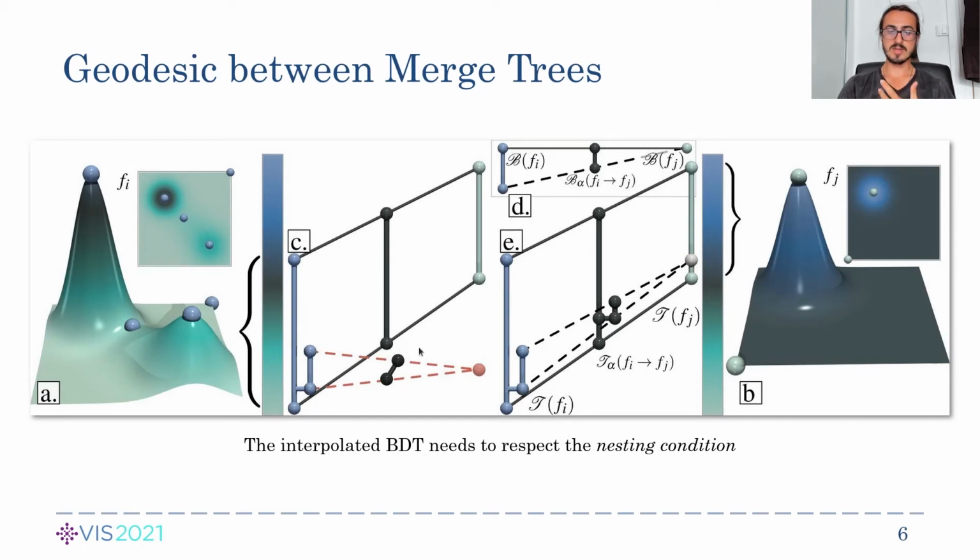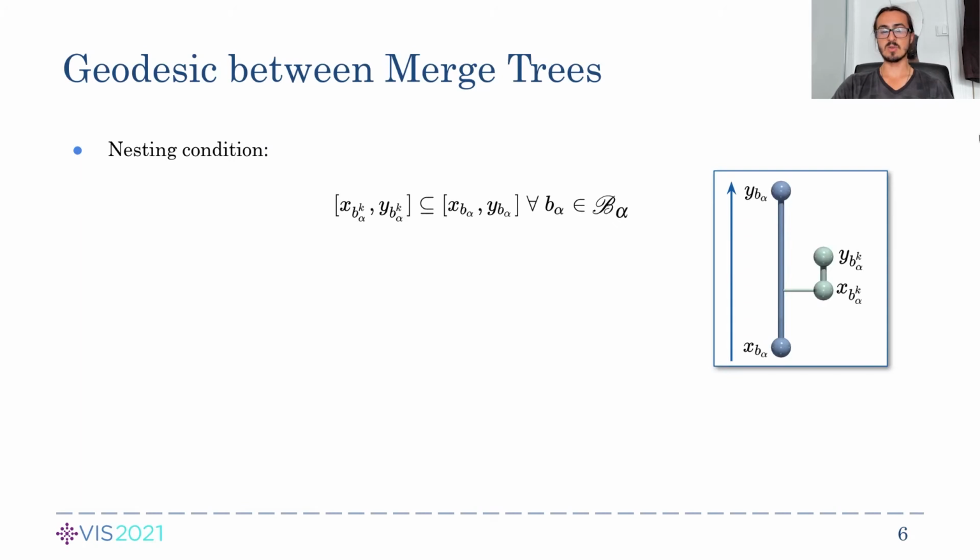Specifically, we will want the pair to stay in the range of its parent, like we can see here. This is a mandatory condition to have a valid merge tree. It can be called the nesting condition, stating that the range value of a pair must be in the range of the one of its parent.